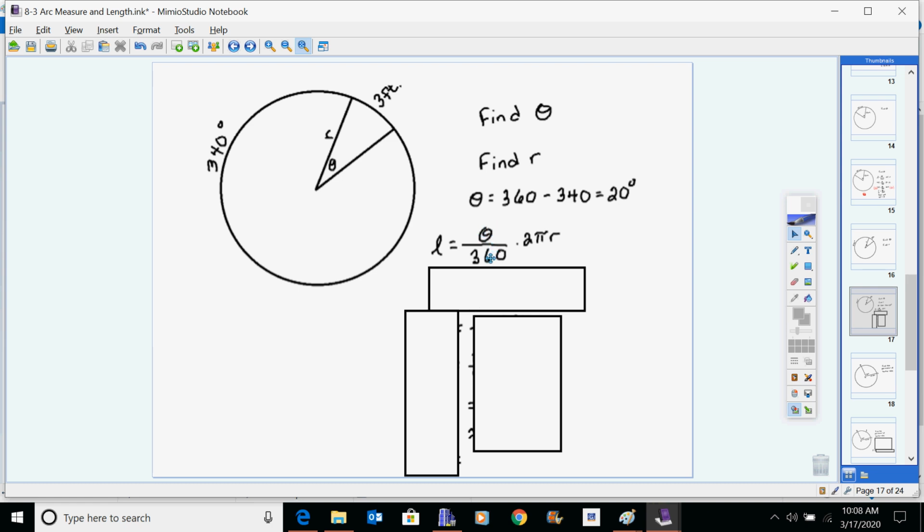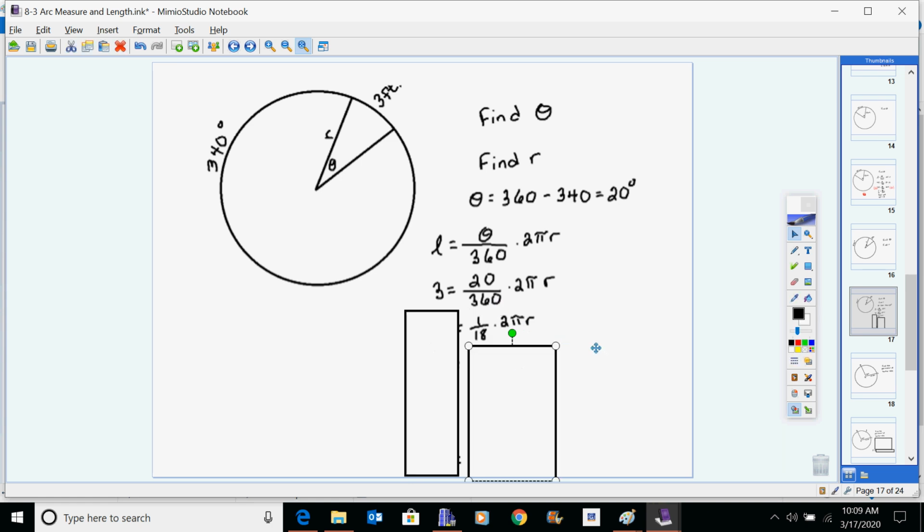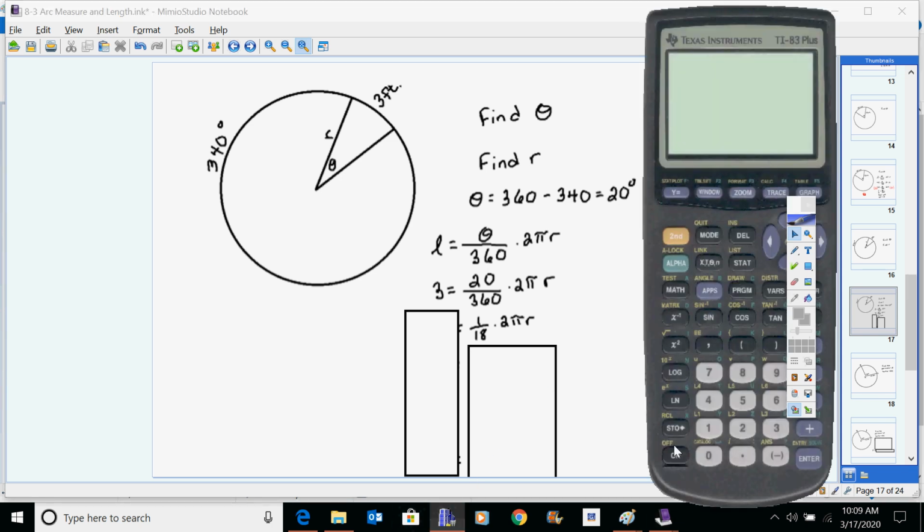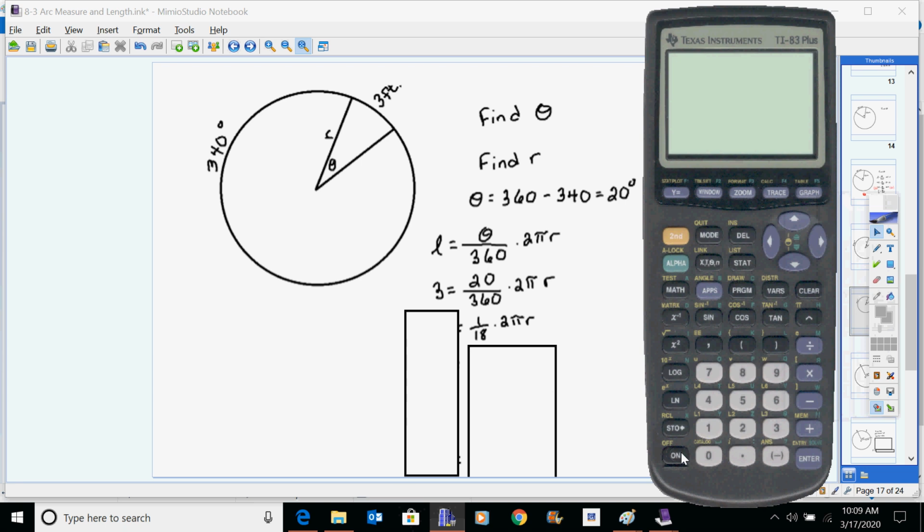20 degrees over 360 times 2 pi r equals the length, 3 feet. Then you can either reduce the fraction or you can do whatever other methods that you are comfortable with algebraically. I happen to have reduced the fraction. If you're not good at reducing fractions, you can use a calculator to do that.